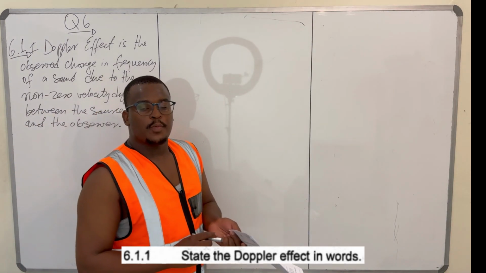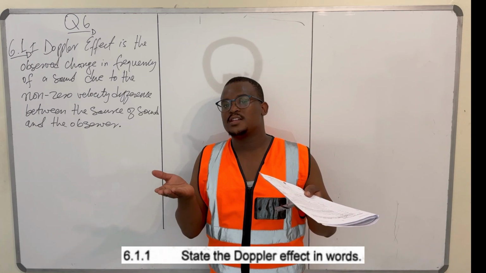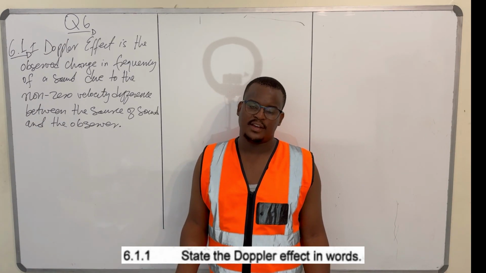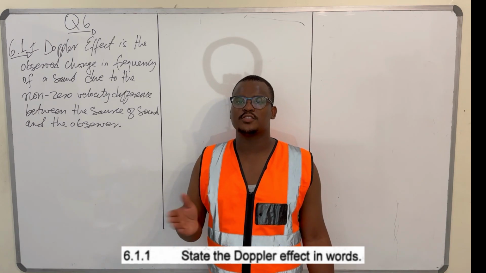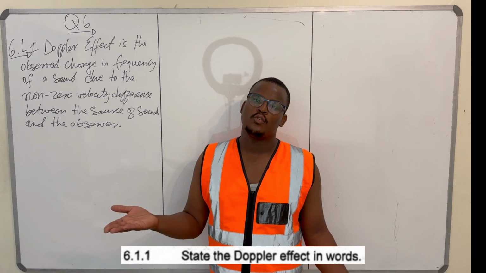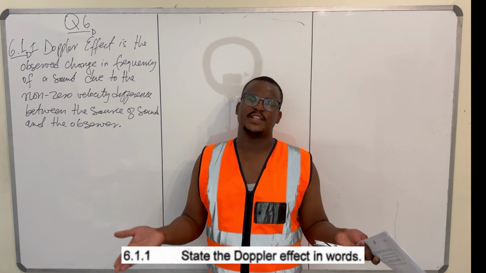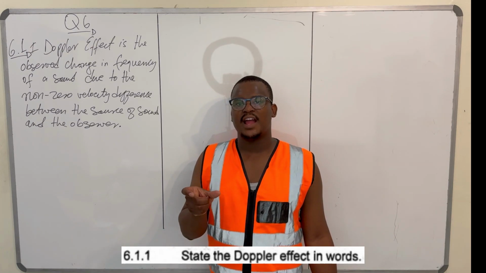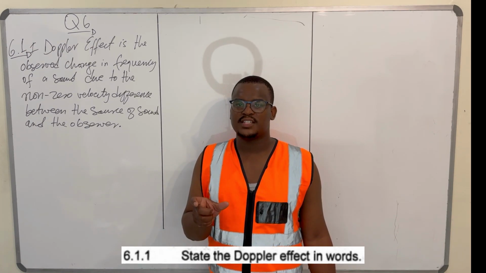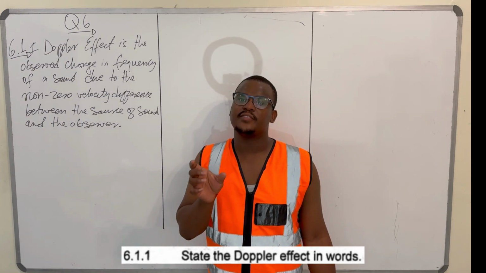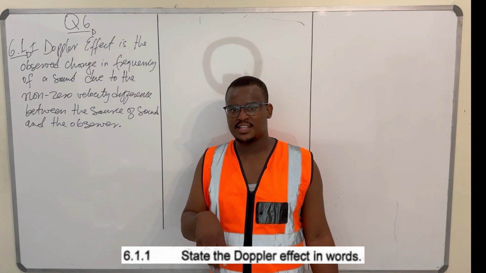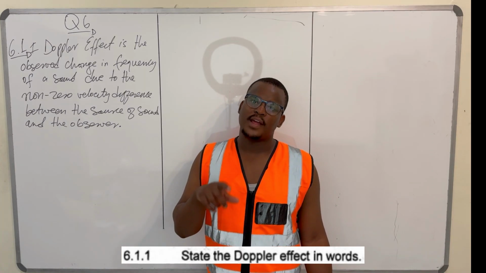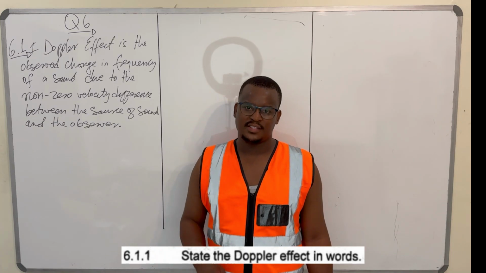So the Doppler effect is observed if there is a non-zero velocity difference between the source of sound and the observer, which means you need relative motion between them. But if the velocity difference is zero, there is no difference really, because it's 0 meters per second. If both the source of sound and the observer are stationary, or both are moving at the same velocity, then the relative velocity between them is zero, so you would not be able to observe the Doppler effect. You only observe the Doppler effect if the velocity difference between the source of sound and the observer is non-zero.